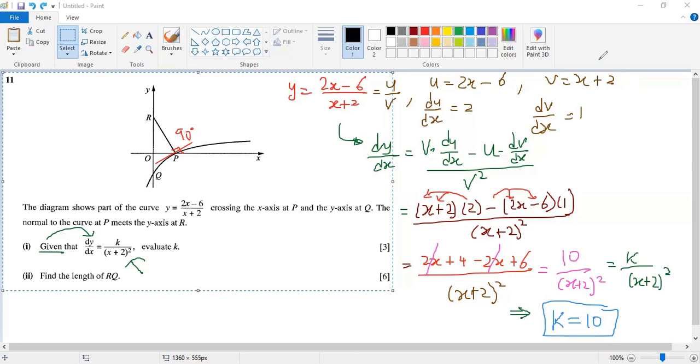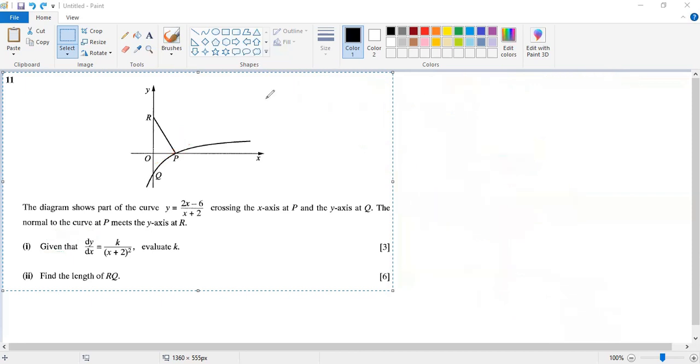Now we need to find the length of RQ. Let me just clear this and put k equals 10. We might use it. Okay, let's do the last part for today, the RQ part. The length of RQ is not a curved line. It's quite obvious that it's just a straight line here, just mark it blue from here to here. So we just need the coordinates accordingly.